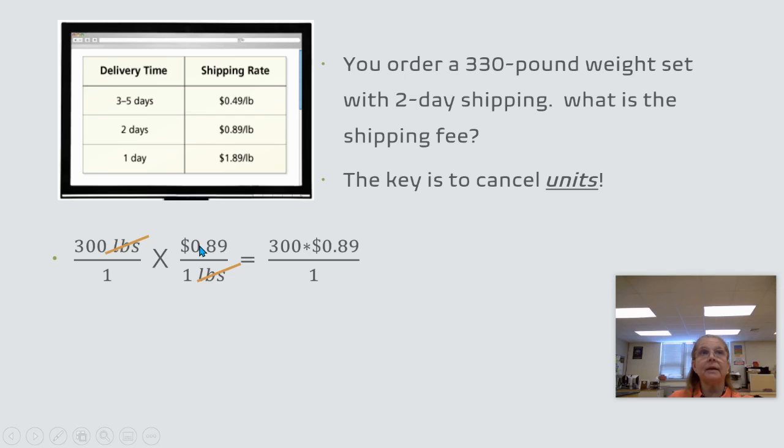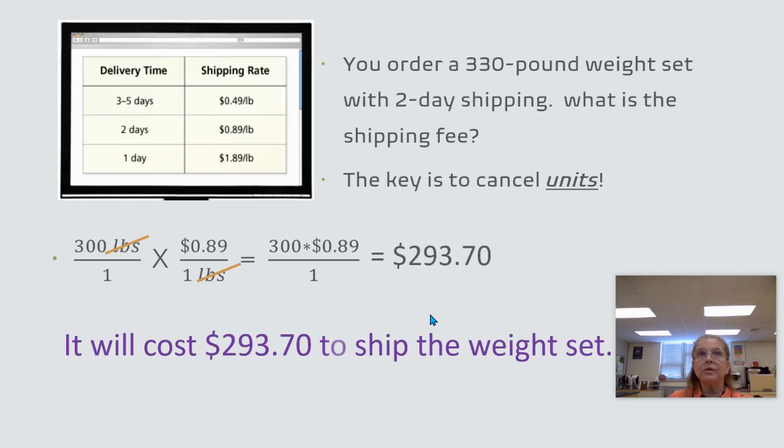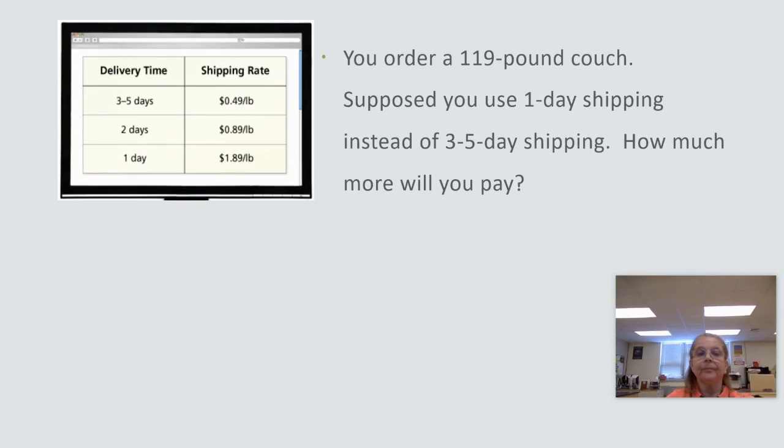330 times 89 cents is going to give us $293.70. Always make sure to answer your question in a complete sentence. It will cost $293.70 to ship the weight set.